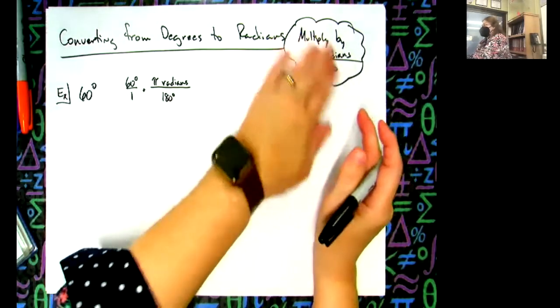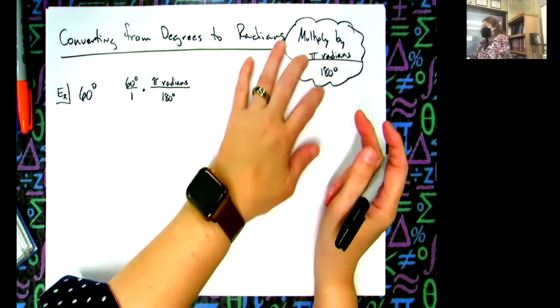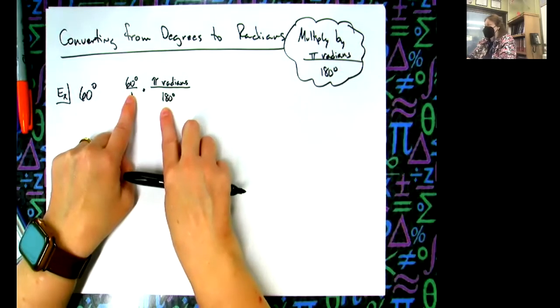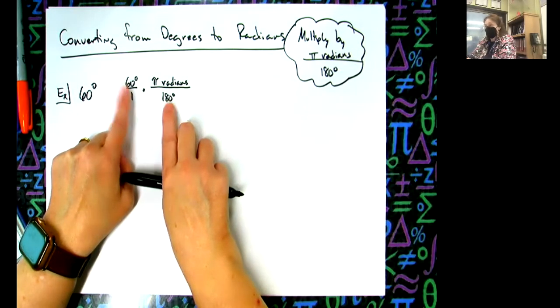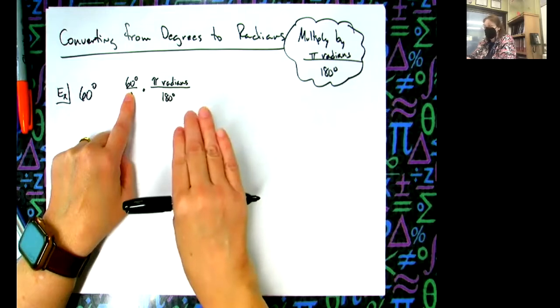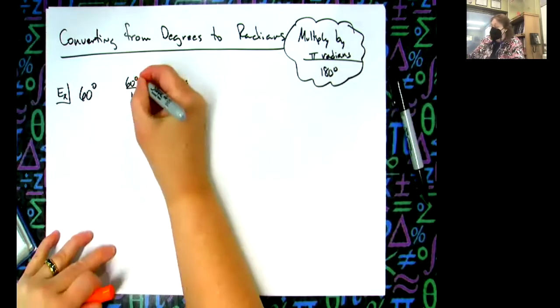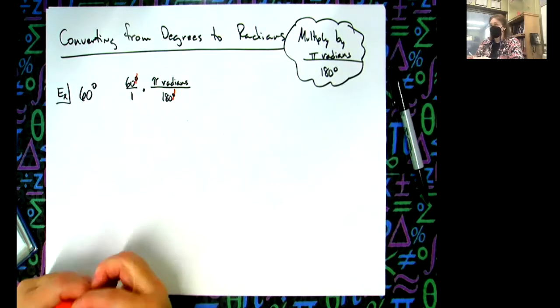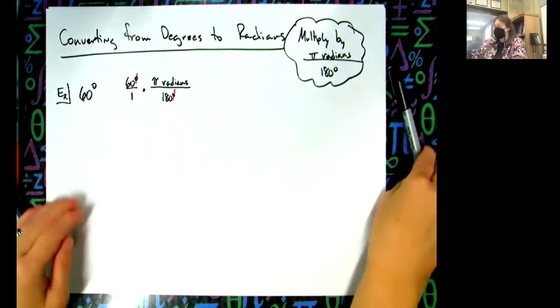After a while, if you understand the unit analysis, you don't have to memorize what to multiply by, because pi is 180 degrees, I told you that already. I want my degrees in opposite locations so that the labels cross off. The only label I have left is radians, so I know I'm converting to radians.